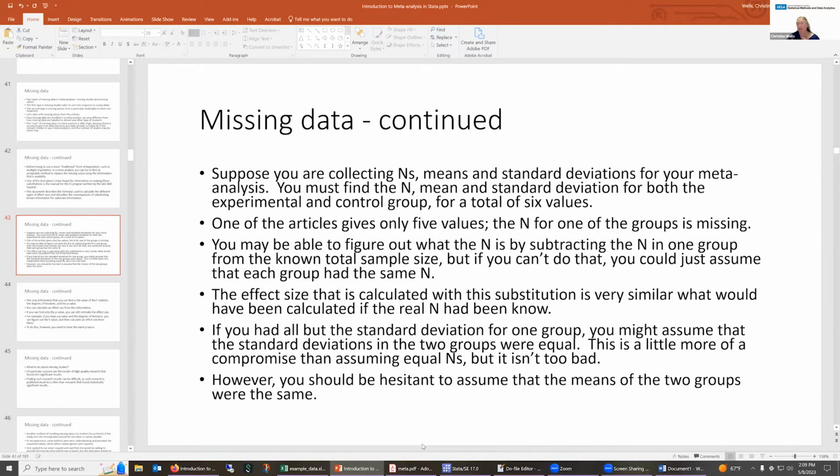Now, you might be able to figure out what that n was supposed to be if you knew the total number of subjects and the number of subjects in the experimental group. You can obviously just do the subtraction. If you can't do that, what you might be able to do is just substitute the n that you observe in the experimental group for the n in the control group. That doesn't actually compromise the calculation of the effect size very much. So that's pretty okay there.